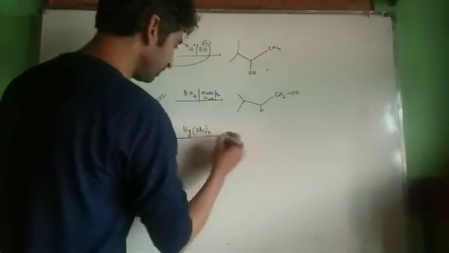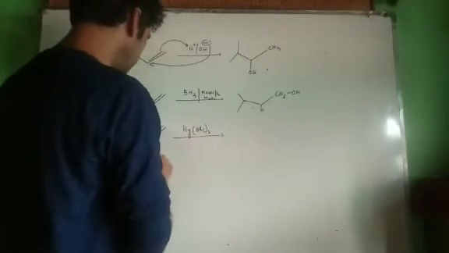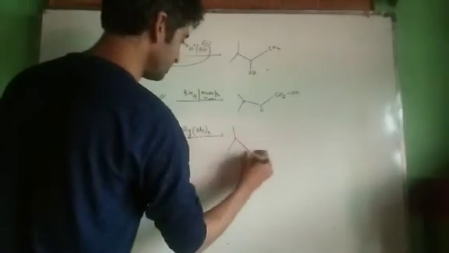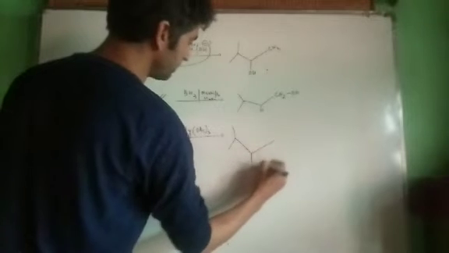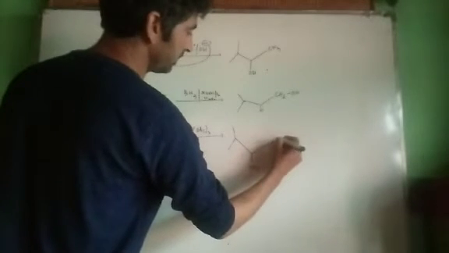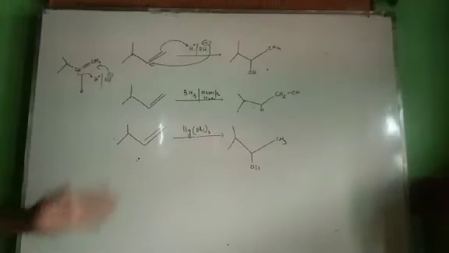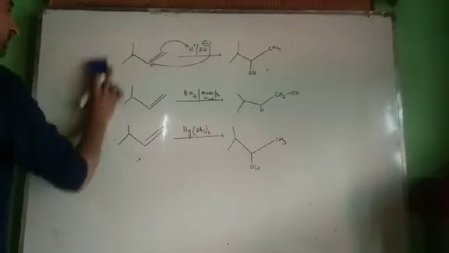Now in case of oxymercuration and demercuration, OH is attached to this carbon atom and H to this carbon atom. We have just seen its mechanism. This is our OH and this is our CH3. If I do not write it, then it is treated as CH3. This is how you have to approach the problems.